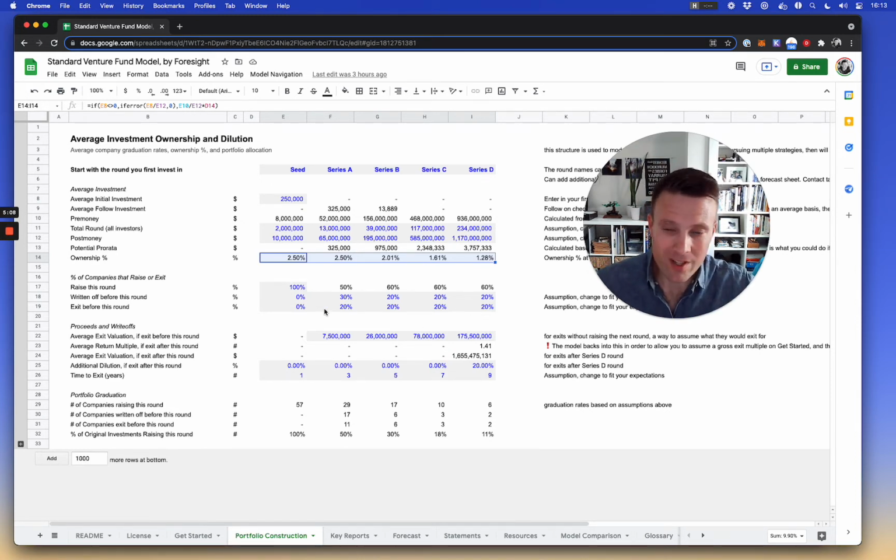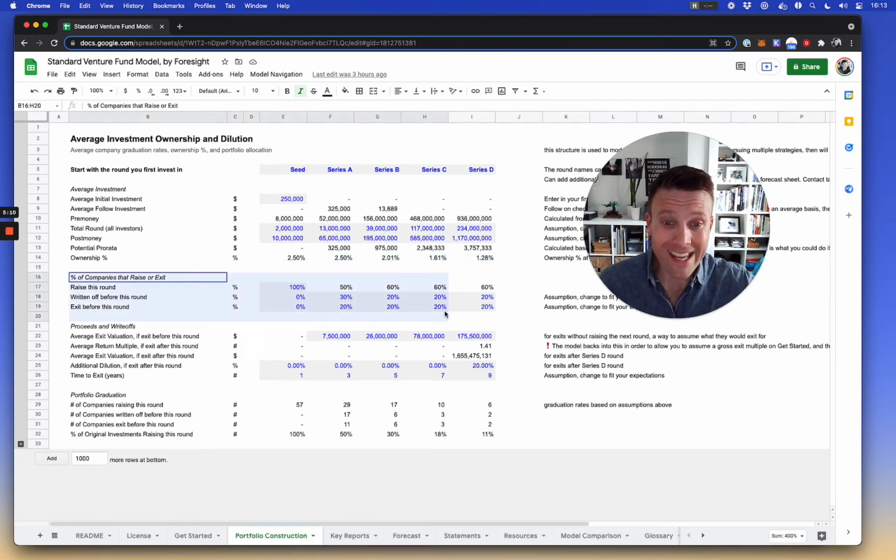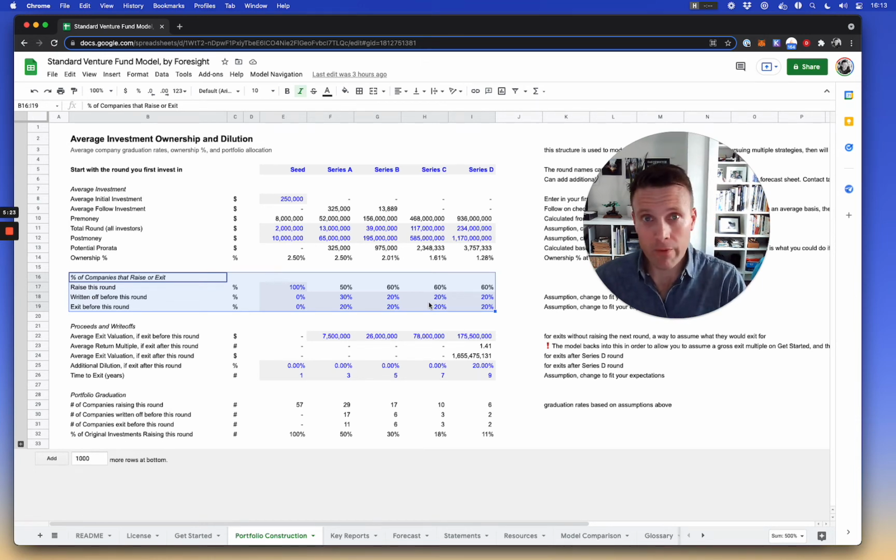And so the second set of assumptions that are really key to that is this idea of graduation rates. Effectively, companies that graduate to future rounds. So usually I structure this in a way that says, hey, for each individual round, what happens after each round? Some of them raise the next round, some of them fail, some of them are written off essentially, and some of them exit for some amount.